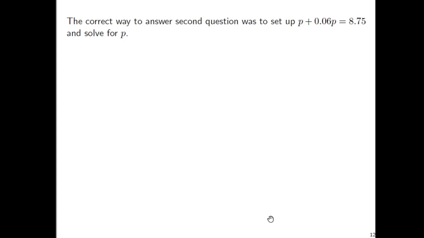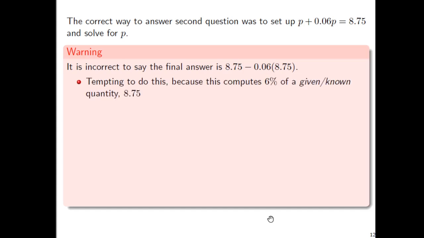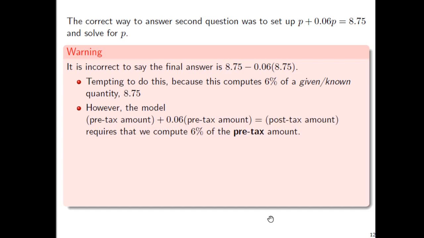The correct way to answer the second question was to really set up an equation, which we did, and then solve for p. So warning, just to be careful, it is incorrect to say that the final answer is 8.75 minus 0.06 times 8.75. It's really tempting to do this because this computes 6% of something that's given or known. So this would be computing 6% of 8.75, but this doesn't follow the model.